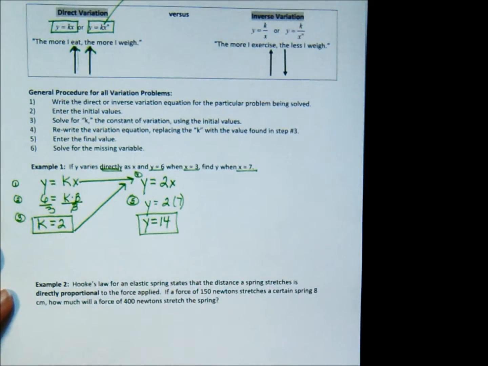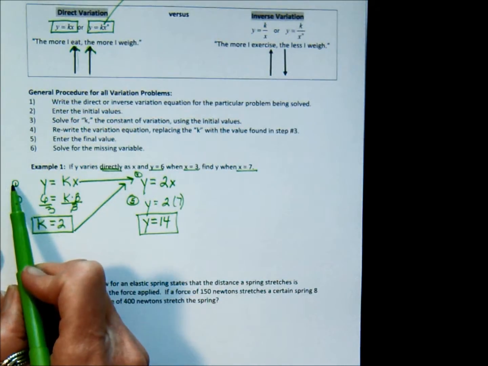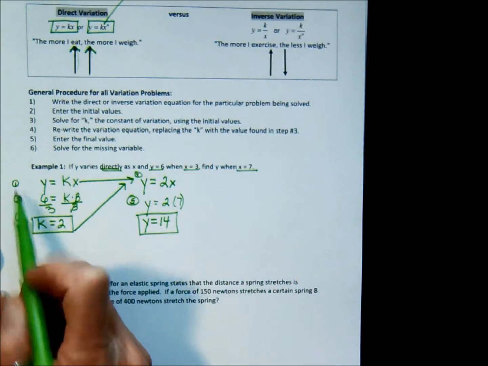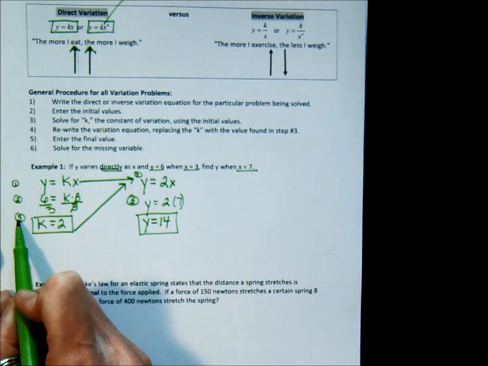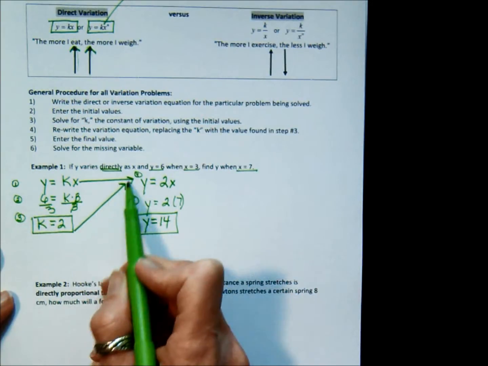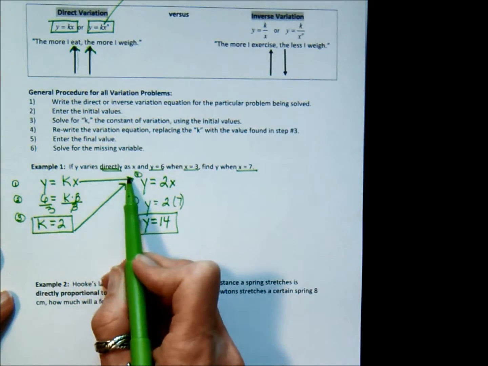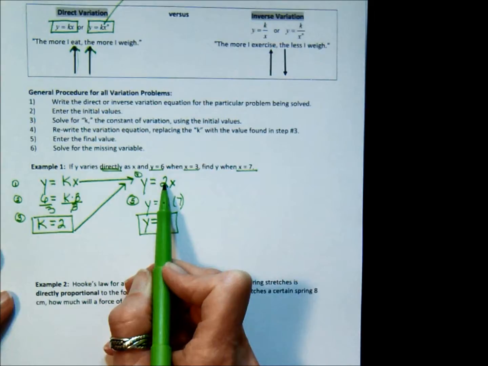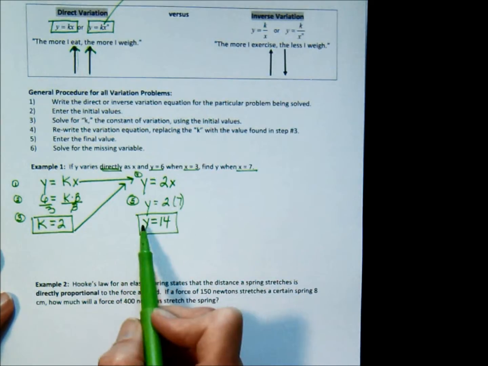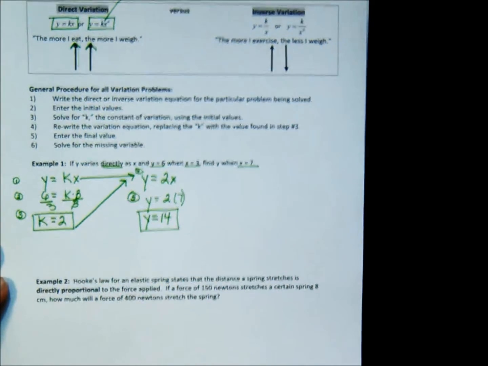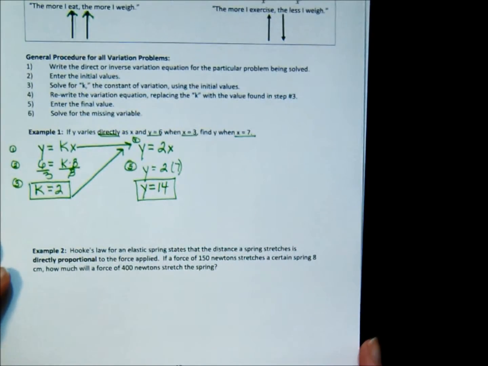So that is my final answer using the process of write the variation equation first, put in your initial values, solve for k. Bring up that k, bring your equation over, write it again, but replace the k with the number you found, put in the next values, and solve. And we're going to use that same process in every single one of these.